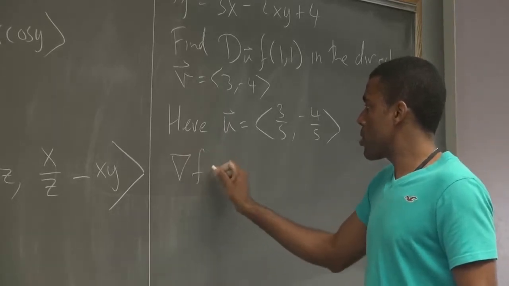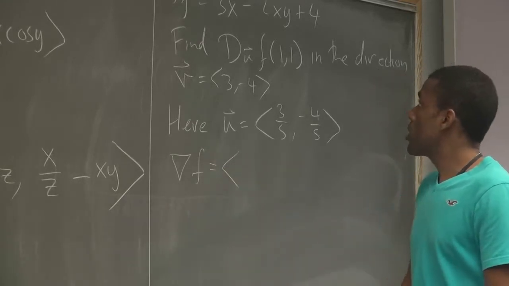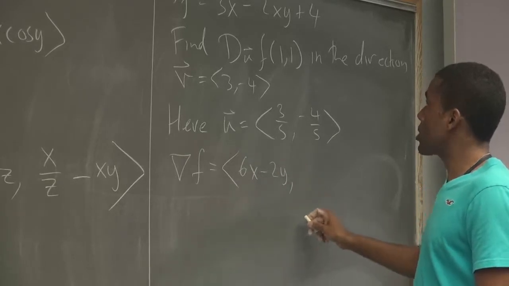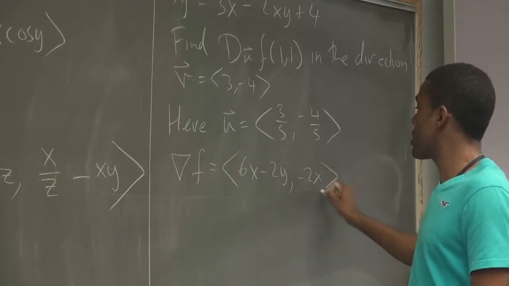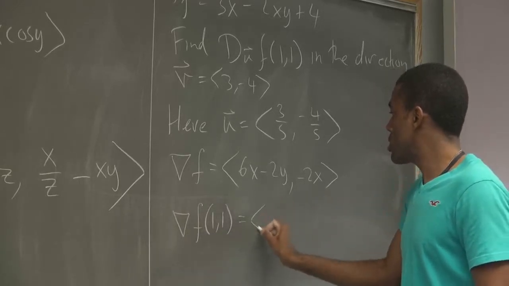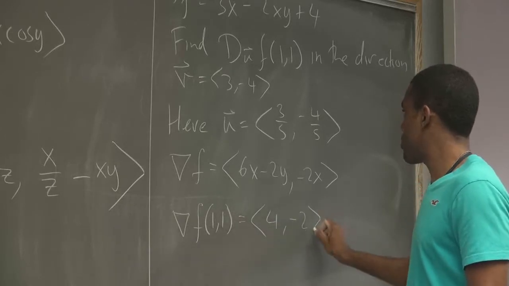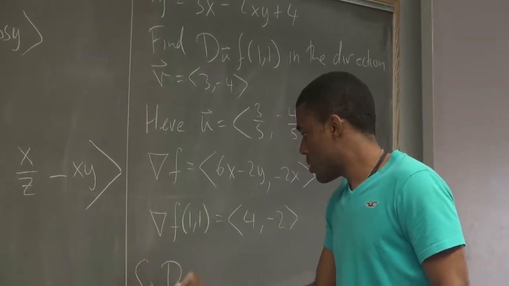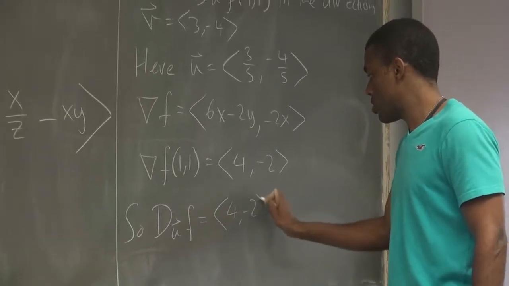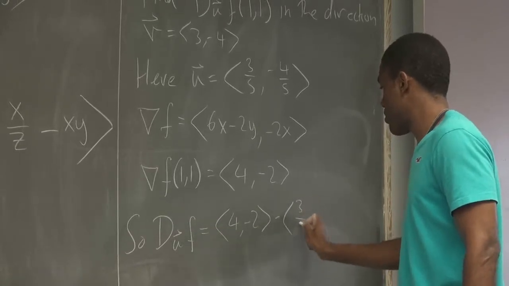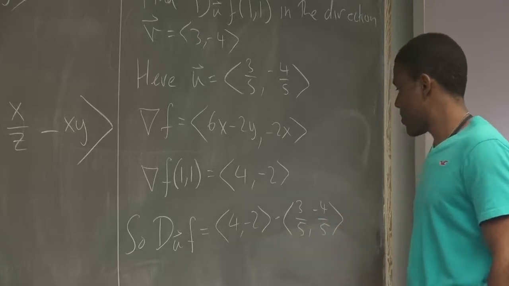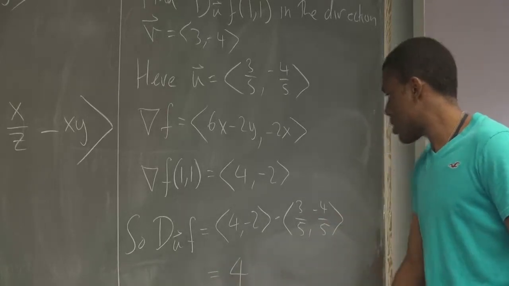And gradient f would be equal to, partial with respect to x is 6x minus 2y, comma partial with respect to y is minus 2x. So your gradient f evaluated at the point 1, 1 is just the point 4, minus 2. So the directional derivative is just the vector 4, minus 2 dot product with the vector 3/5, minus 4/5, and that gives me 4.